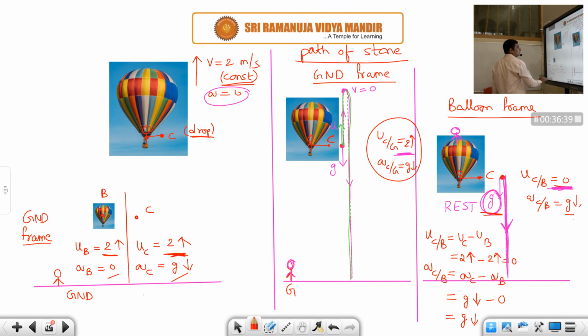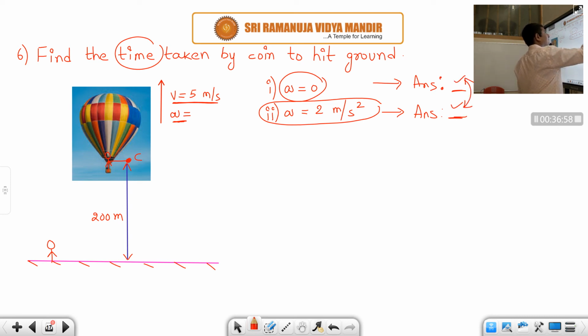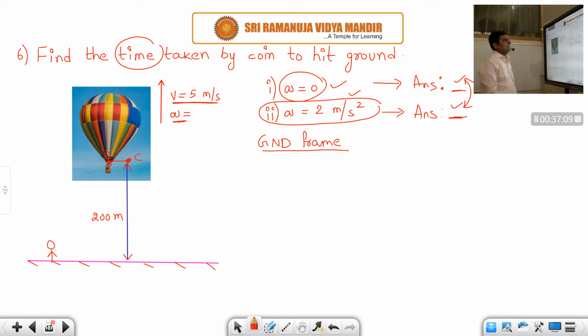So our question is, what is the time taken by the coin to hit the ground in these two cases? What is the answer for this one and what is the answer for this one? But from the discussion that we had just now, you can say safely that these two answers will be the same. Why? Because we are solving from the ground frame, and from the ground frame, even though this has acceleration 0 or 2, it will be the same. That is what I have told until now. Therefore, if you calculate for one, you don't have to calculate the other.